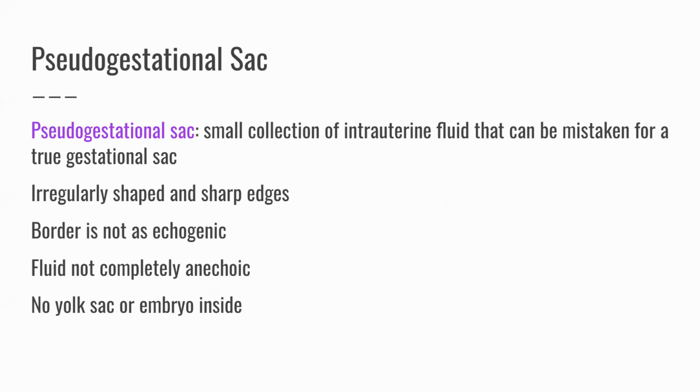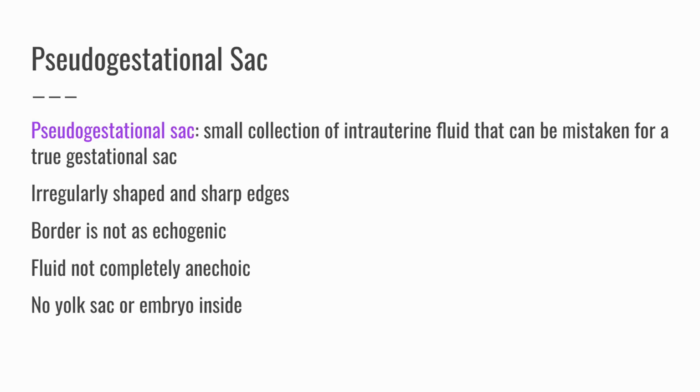Okay, the reason we need to be aware of this finding, even though it's not diagnostic of an IUP, is because there is this thing that exists called a pseudo-gestational sac, which is the idea that a small collection of intrauterine fluid can actually be erroneously mistaken for a true gestational sac. This can be present in ectopic pregnancies. And so how you differentiate this from a gestational sac is that it's usually going to be more irregularly shaped and not kind of a perfect circle like this. It's going to have sharp edges, kind of like we're used to seeing intraperitoneal fluid. We're used to describing it as having kind of sharp edges.